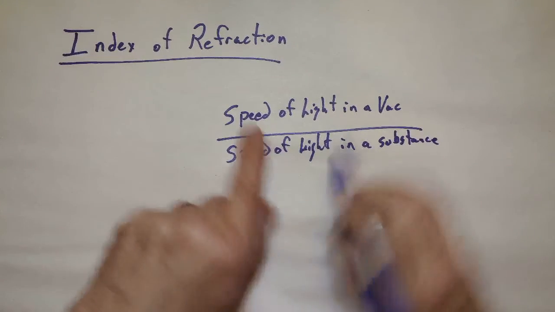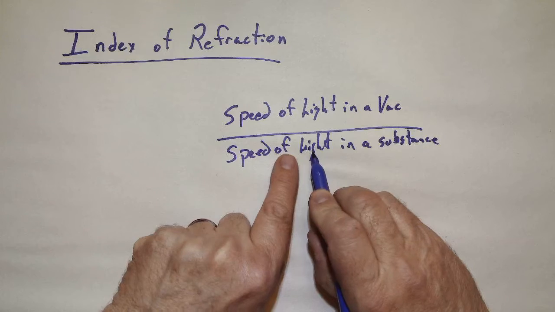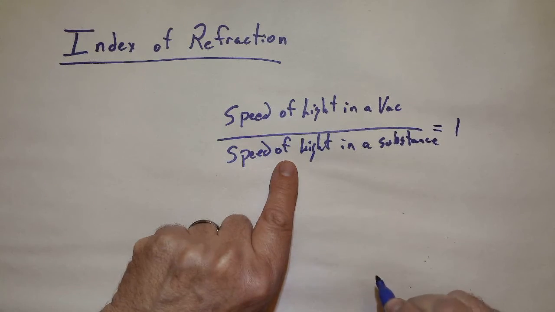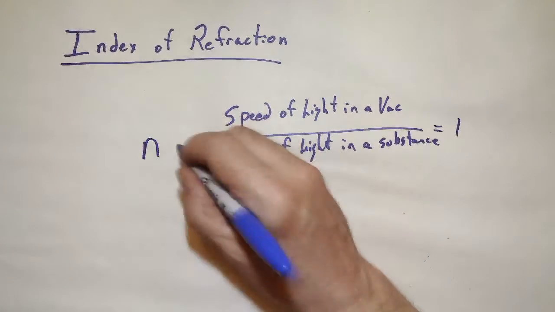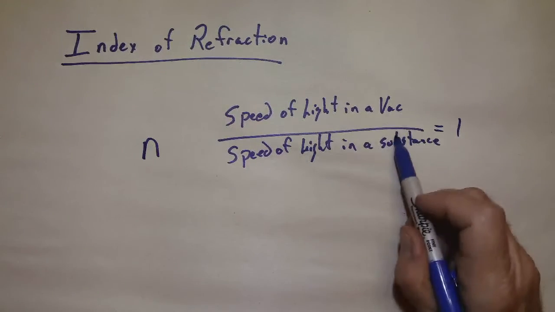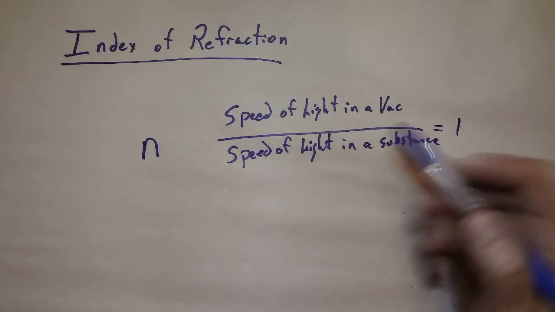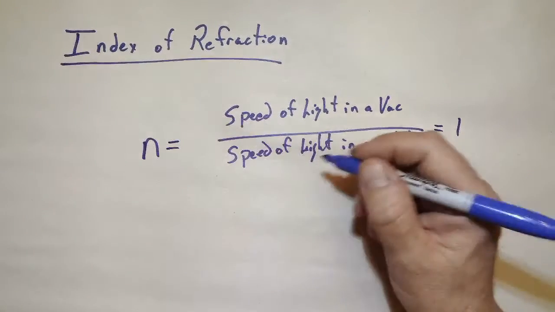Because if you have the fastest light can be, and it also is going over the fastest light can be, that will equal 1. All right. So the index of refraction is going to be a unitless number. You can tell right away: speed of light over speed of light, meters per second over meters per second, that cancels. So n is a unitless quantity.